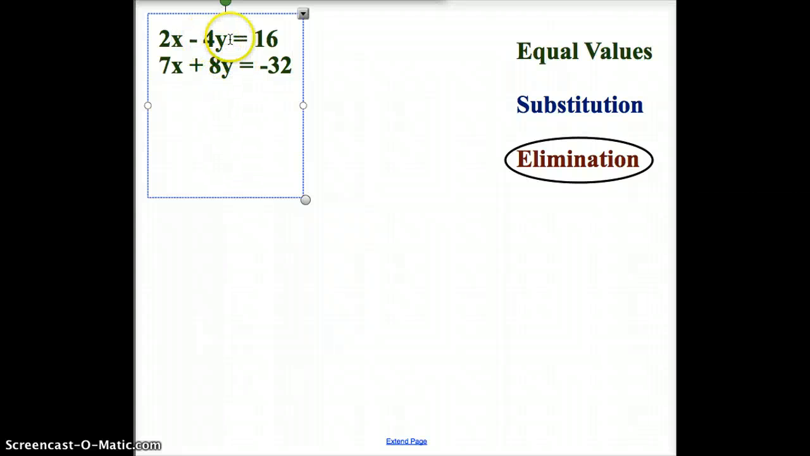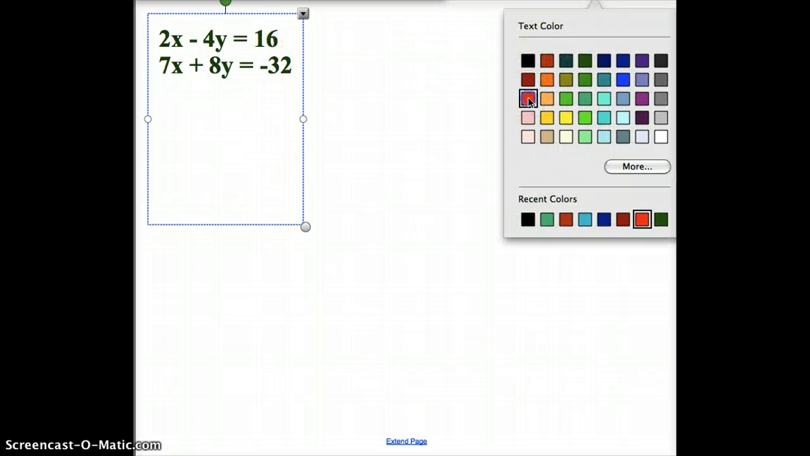What do we need to do to the top equation to get our y's to cancel? We need to multiply by 2. That would be pretty simple. So if you multiply the top equation by 2, you would simply have 4x minus 8y equals 32. That way these two would cancel, and you would have this over here.